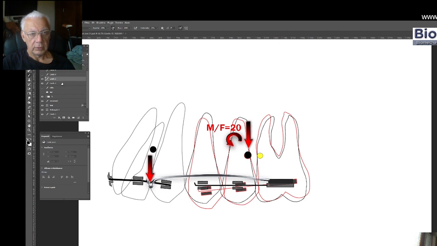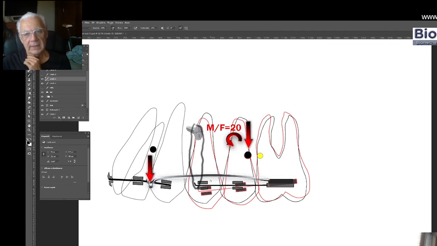So our question was, what happens if I use a TAD more or less in this area, and I connect with a ligature, that could be a metal ligature, this point of the reactive unit.